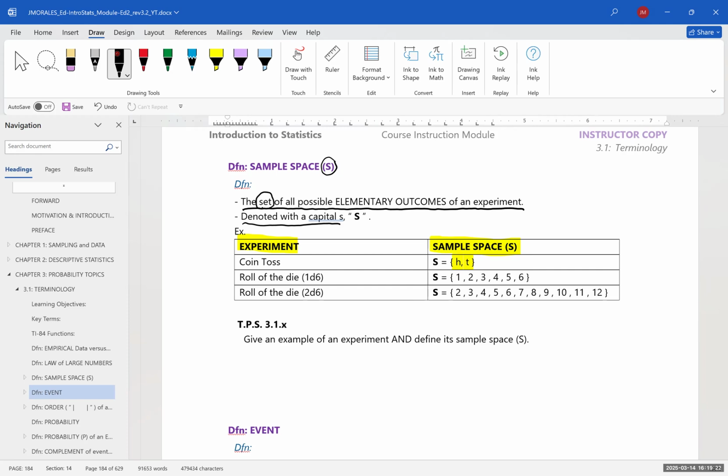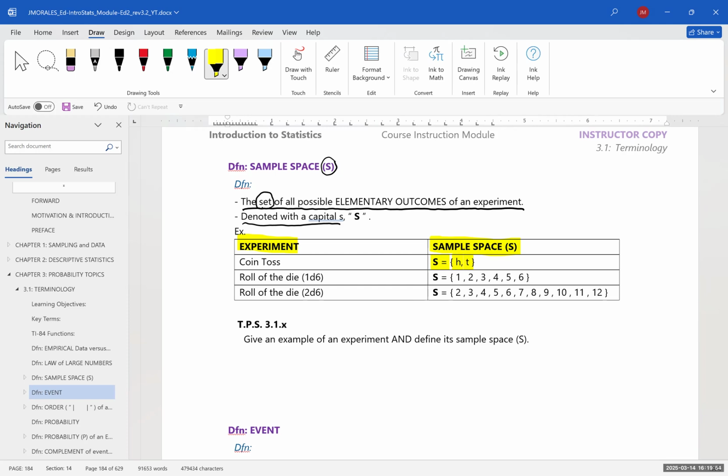Notice that I've got this capital S, which is the variable that represents the sample space, and that's equal to this set of things. Usually sets are denoted with curly braces, and inside the curly braces we have each element of the set. Here we've got two elements, H and T, or two outcomes.